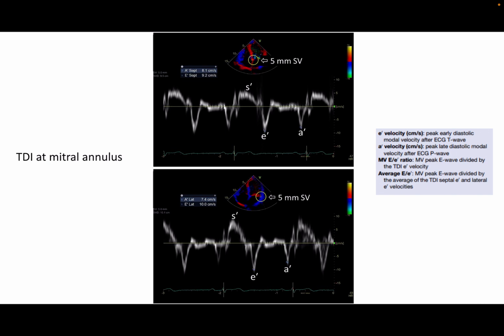Pro tips: always measure both septal and lateral E prime and report the average. Isolated septal or lateral readings can be misleading. The 2025 guidelines endorse average E prime as the primary measurement.